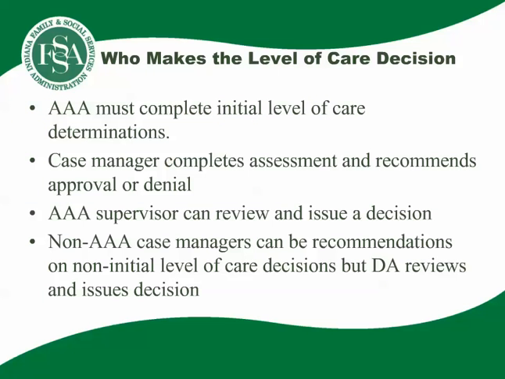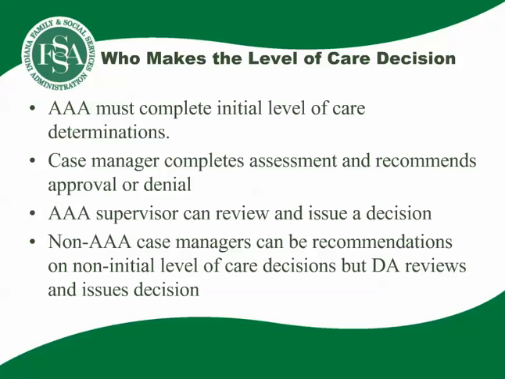So let's take a minute to talk about who is making these level of care decisions. And I mentioned earlier that on the initial level of care determination, it must be the Area Agency on Aging, the AAA, that completes that determination. So there is a case manager with the AAA that will complete an assessment, and they'll recommend an approval or a denial of level of care. It is the AAA supervisor then, or waiver liaison, that can review and issue a decision regarding level of care.